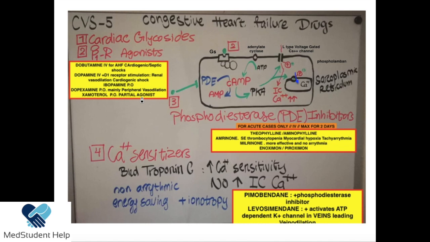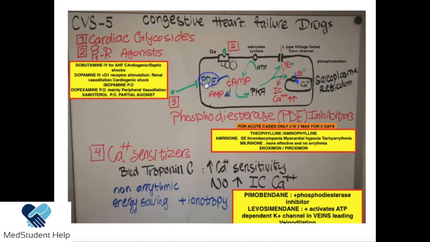Now, let's see the third category of the positive inotropic drugs. This is going to be the phosphodiesterase inhibitors. Now, what is the phosphodiesterase enzyme? As you see here, the cyclic AMP that is accumulating in the cytoplasm is going to be broken down by an enzyme called phosphodiesterase. This phosphodiesterase is going to convert the cyclic AMP into AMP. AMP is not functioning, right? It is not going to lead to the activation of protein kinase A. So we can say that the phosphodiesterase enzyme is the enzyme that is terminating the function of the cyclic AMP.